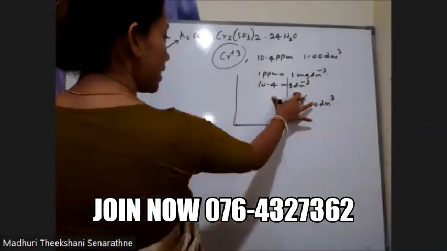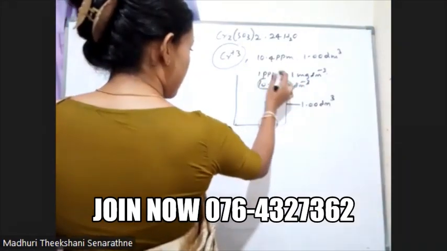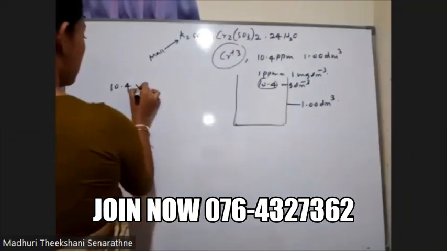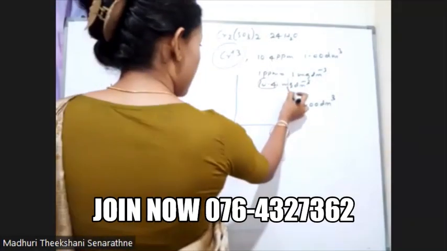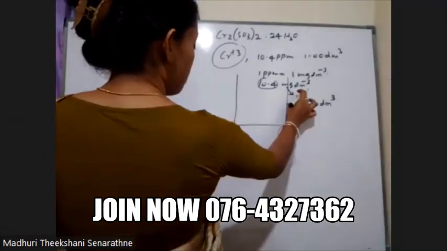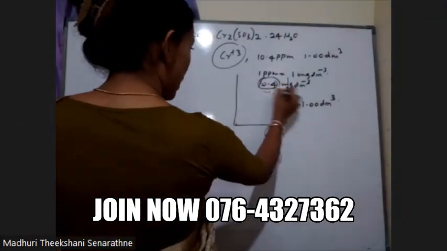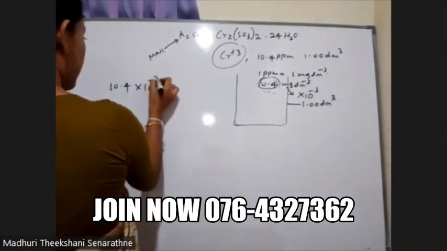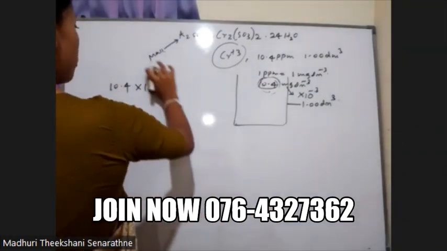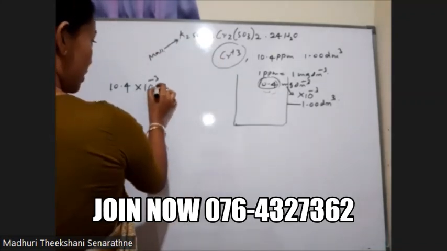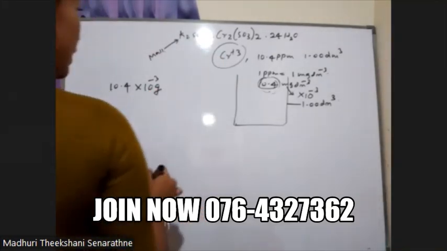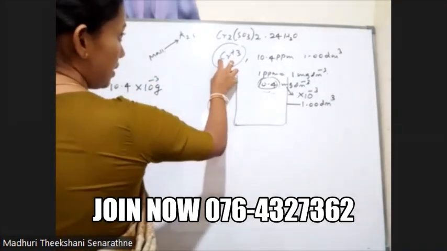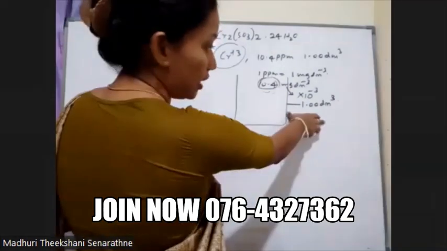Then we can convert this mg per dm^-3 into grams. For converting milligrams into grams, we have to multiply the value by 10 to the power minus 3. This is the mass of chromium ions in grams. Then we can calculate the moles of Cr3+ ions for making 1.00 cubic decimeter.